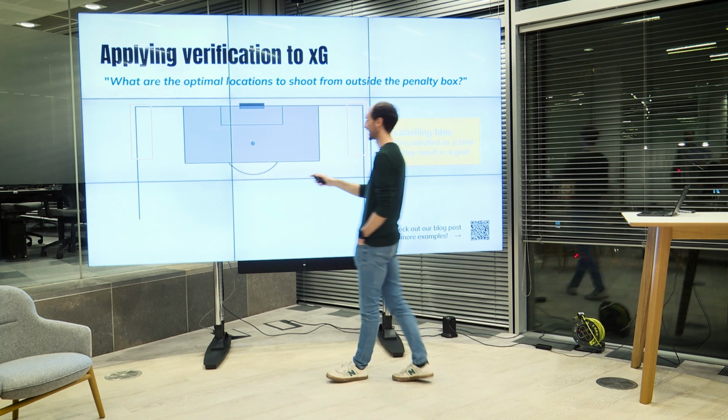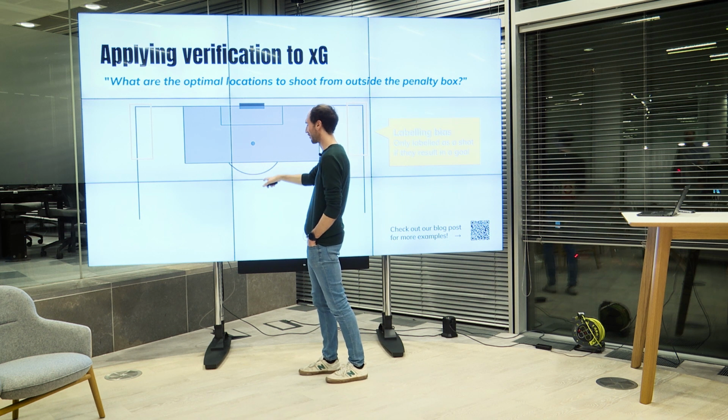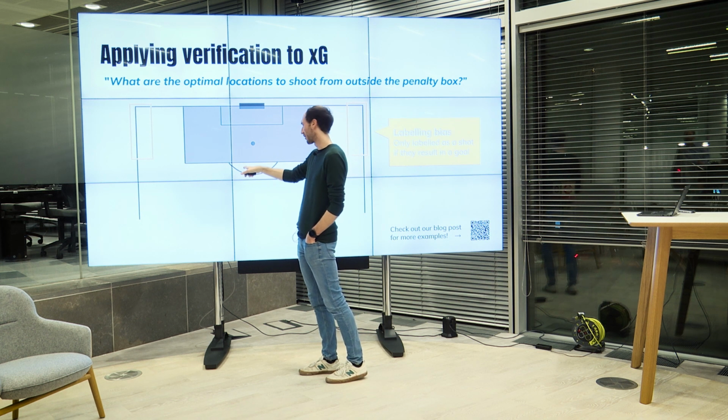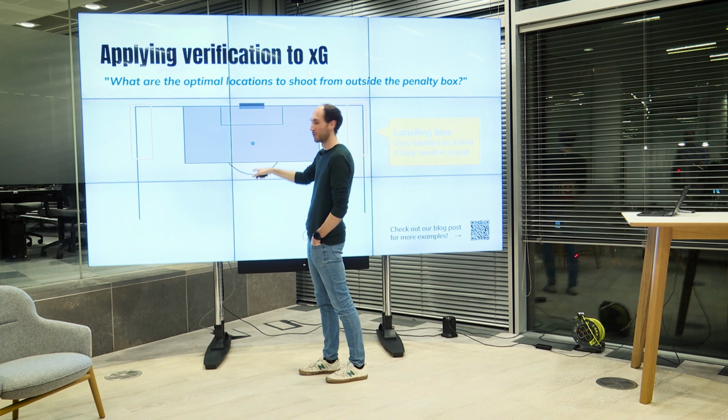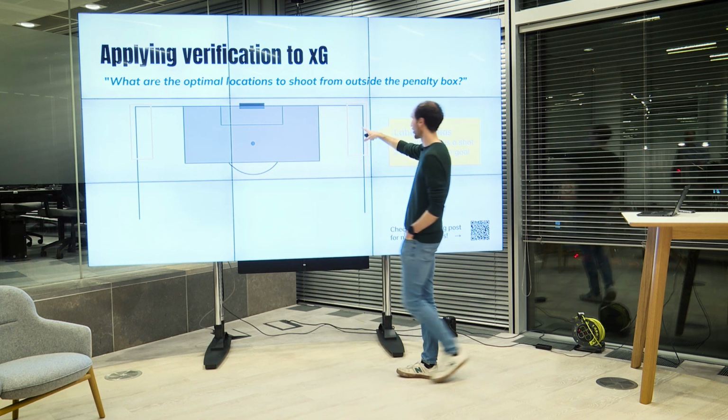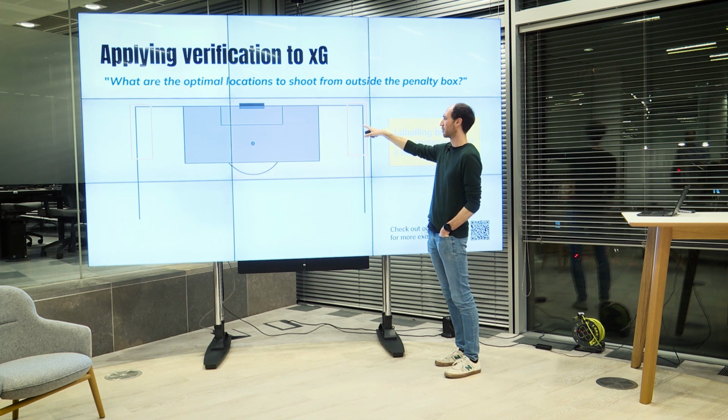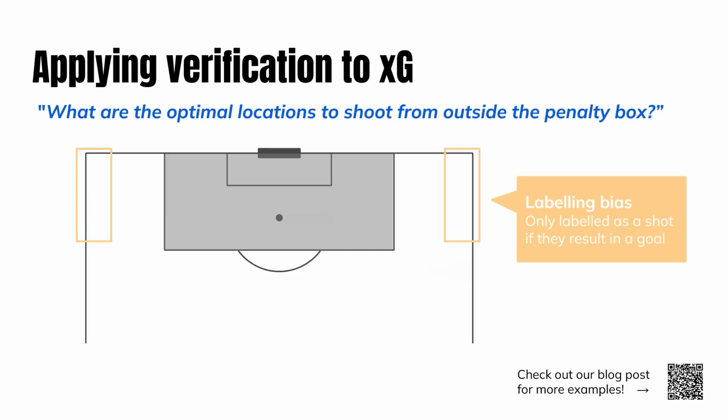What it shows is that there's a high probability of scoring from outside the penalty box from this location, which makes sense, obviously, because it's towards the center of the goal. But there's also a high probability of scoring from a shot outside the penalty box from these regions. And I think that's because of a labeling bias. I guess what happens here is that a lot of the goals from these regions are actually crosses or passes that accidentally resulted in a goal.